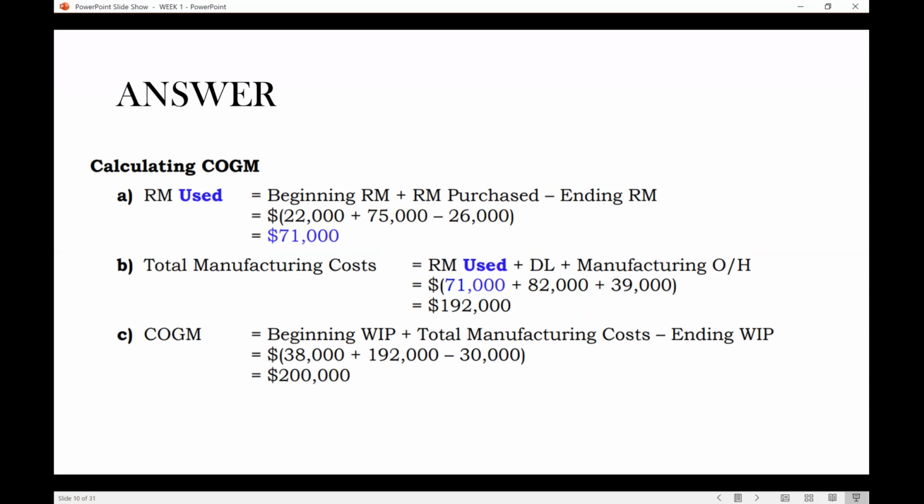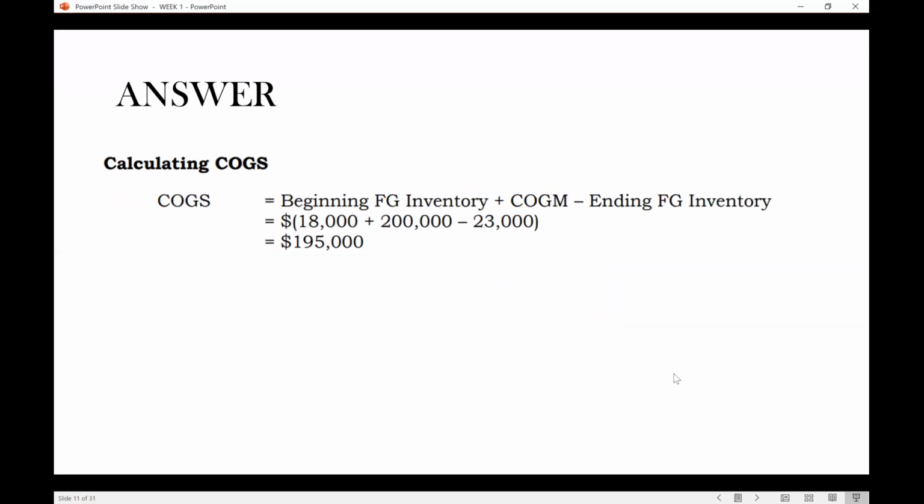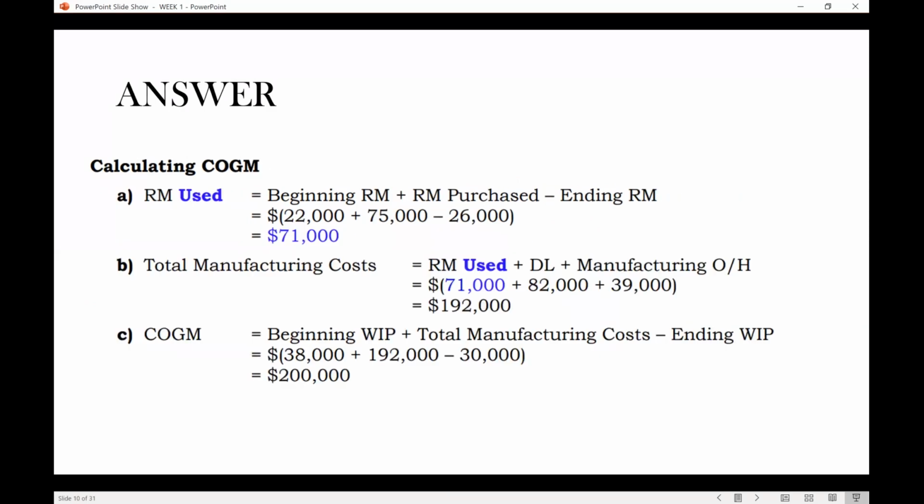After we found total manufacturing costs, we can now find our cost of goods manufactured. That's your beginning work in process plus your total manufacturing cost minus your ending work in process. Both of these can be found based on information that we would have gotten, and our total manufacturing cost comes from what we just calculated. And now our cost of goods manufactured is $200,000.